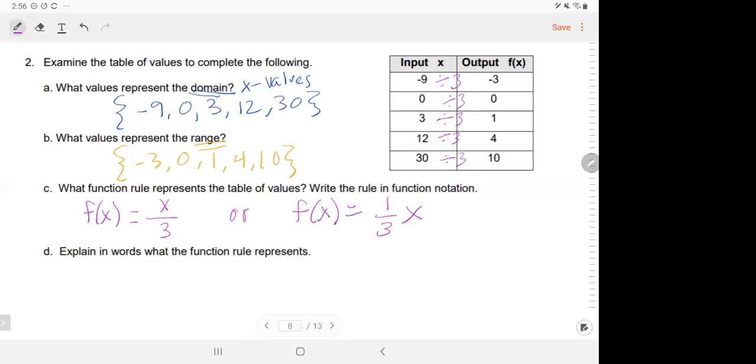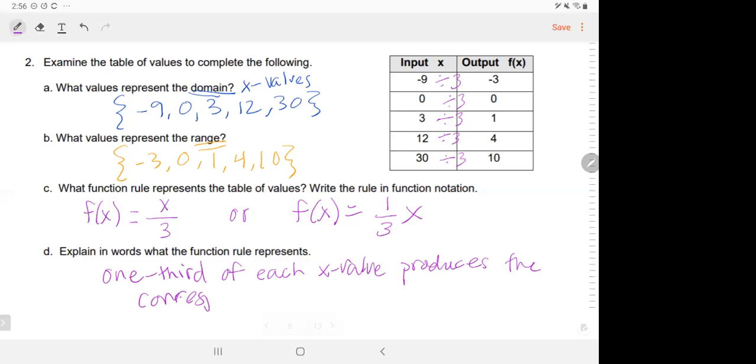And if I'm going to explain this in words, I would say 1/3 of each x value produces the corresponding output, or y value.